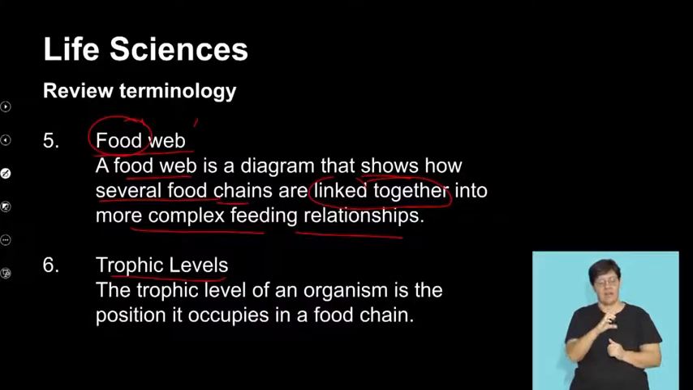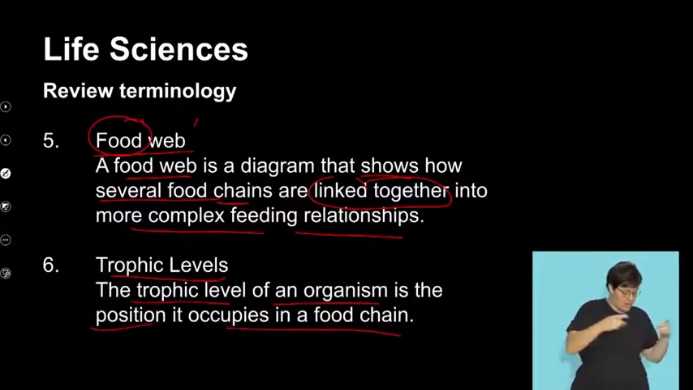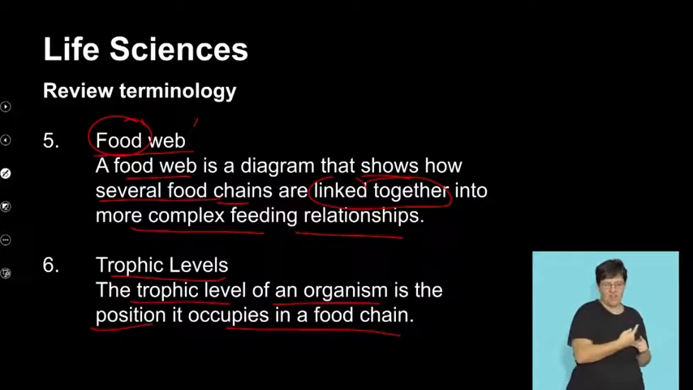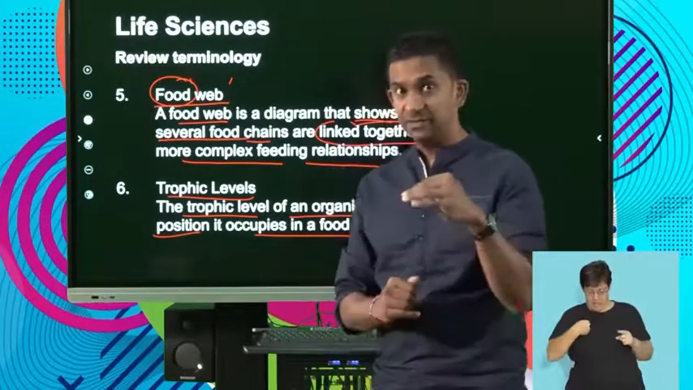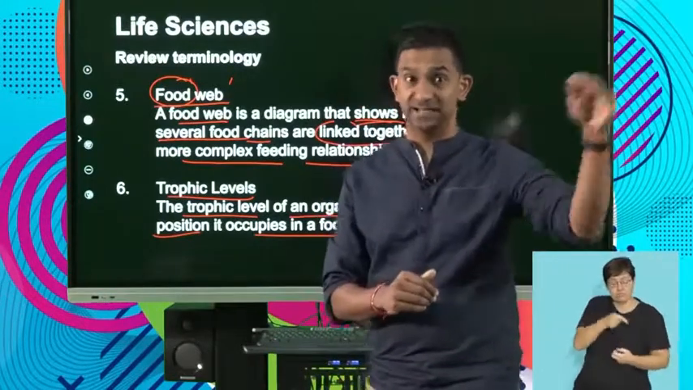Trophic levels will be the next concept that we look at, and these refer to the level an organism is positioned in a food chain. So we often refer to the first trophic level, second trophic level. So this refers to the level in which an organism is placed.